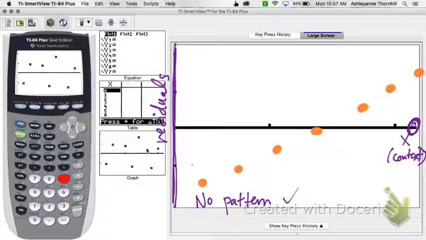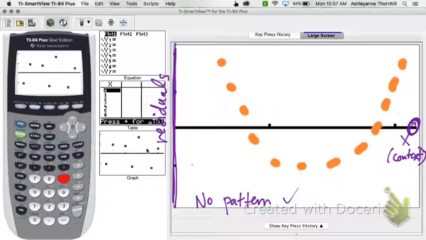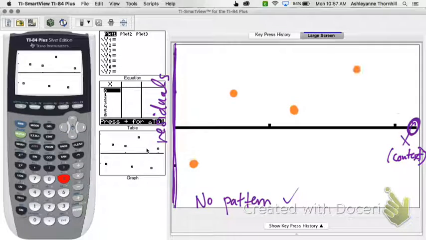So we want our residuals to be very scattered. We don't want them to be any sort of pattern. If it had a pattern like this, that wouldn't be good either. So most residual plots will not contain a pattern. If ours looked something like that, I don't want you to try and create a pattern from that.